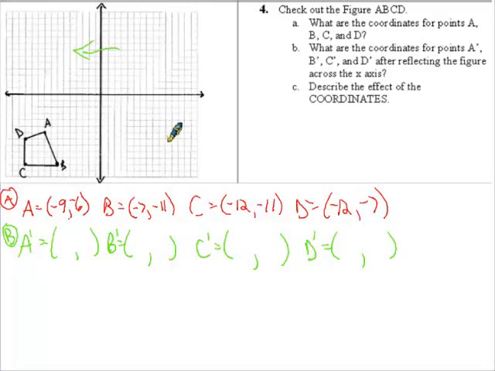Okay. Now, the rule that I just went over on number 3 was that if I went across the y-axis, well, then the y value stayed the same. So now that I'm reflecting across the x-axis, the x value is going to stay the same. So it was -9, it's going to stay -9. And here it was -7, it's going to stay -7, -12, it's going to stay -12. This x value is -12, it's going to stay -12. So reflecting across the x-axis, x stays the same. Now, what does the y value do? The y value is going to become its opposite.